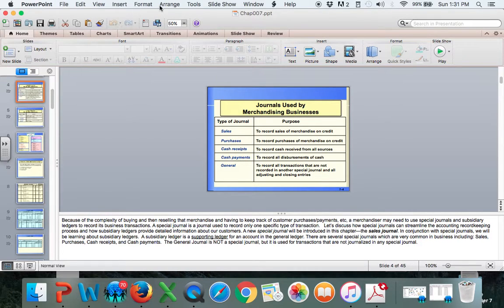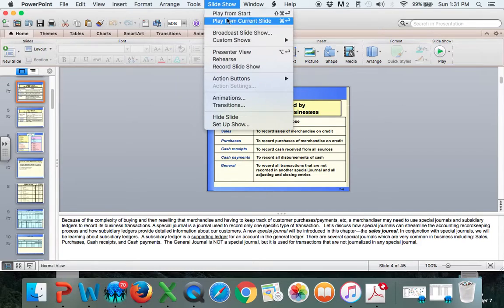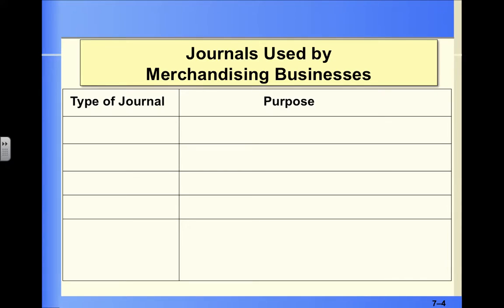I've taught you before how to record all transactions in a general journal, but today I'm going to teach you how to, and over the next few weeks, use special journals. Special journals basically make journalizing simpler. The first one is going to be a sales journal, and that's what we're going to be working with the next week or two. Anytime you make a sale of merchandise on credit, we're going to record it in a sales journal.